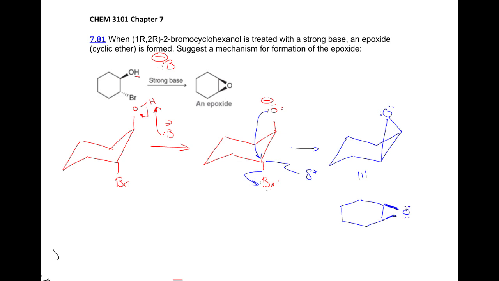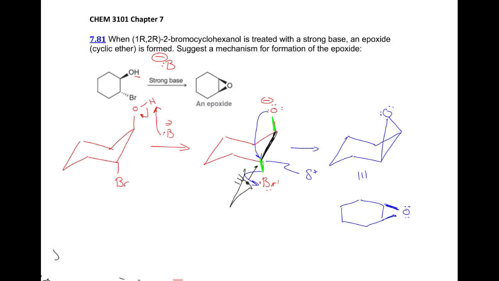And something our book doesn't talk about, but I think it's worth mentioning, is that if you look down this carbon-carbon bond, let me just highlight it here in black. If you look down that carbon-carbon bond, and I'm not going to draw the Newman projection right now, you can see that this bond to the oxygen and this bond to the bromine are antiperiplanar to each other, and that's not a coincidence.